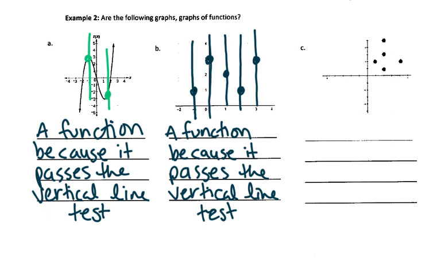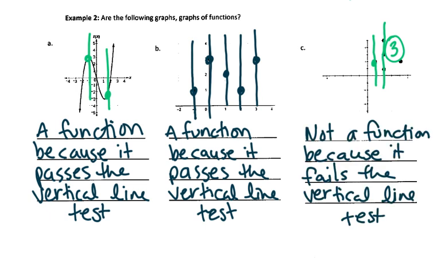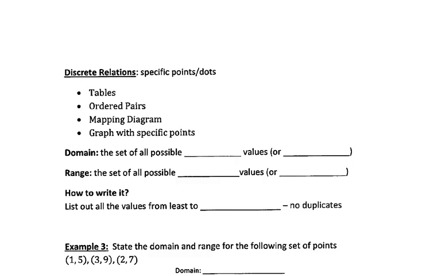Let's take a look at this last one. So right, if I draw a line here, 1 dot. If I draw a line here, it goes through 3 dots. So that makes this not a function because it fails the vertical line test. All right, so now let's go look at domain and range.